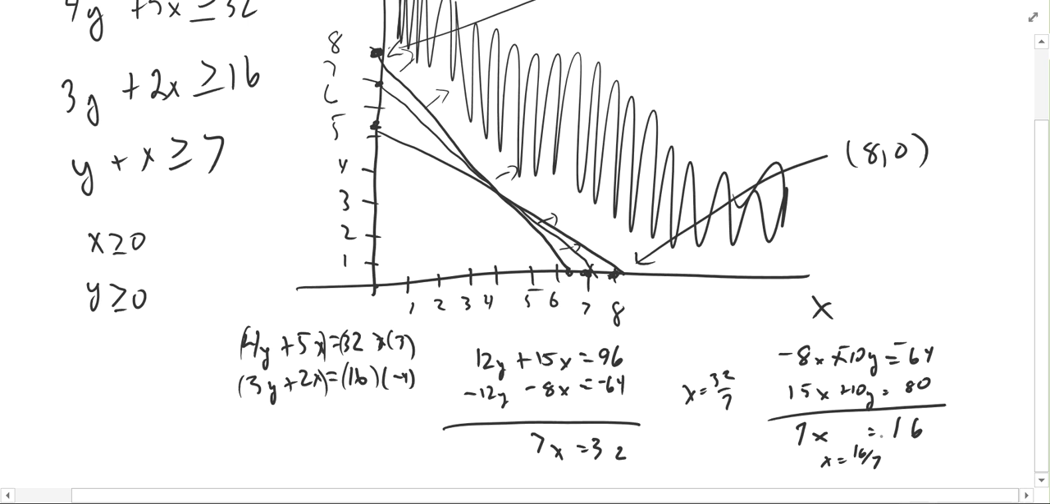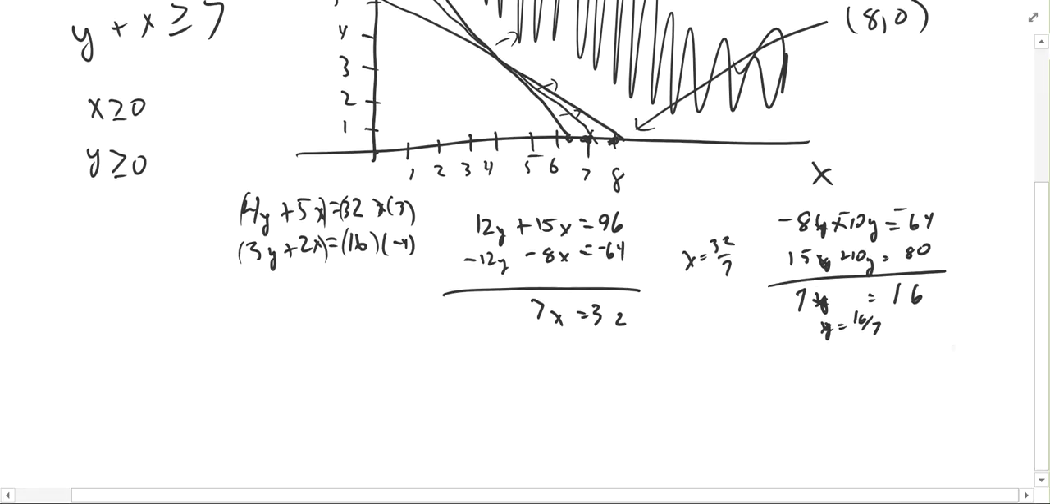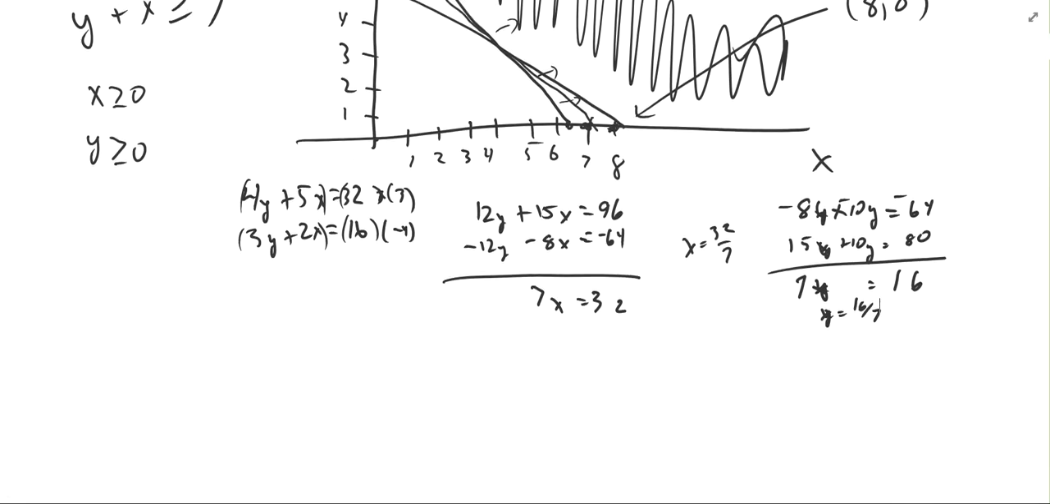Wait a minute. I got my numbers backwards. That should be y. Y is equal to 16/7. There we go. Y is equal to 16/7. Okay, so that's where those two intersect. They intersect at the point 32/7, 16/7.